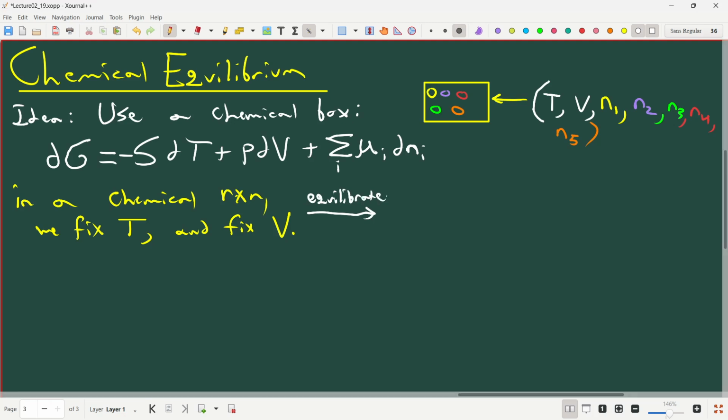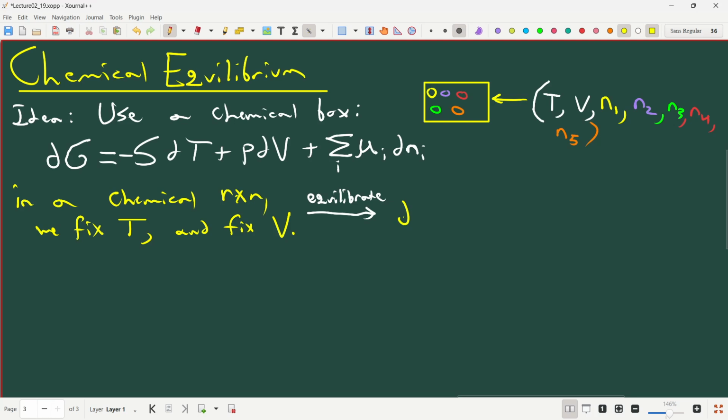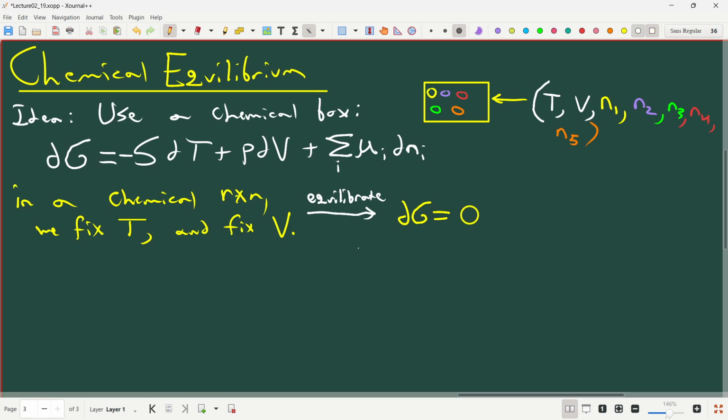What does it mean to equilibrate? It means that we're going to let the system equilibrate at fixed temperature and volume, and the system's going to find the arrangement of the atoms and the molecules and all the variables such that the energy is minimum. We want energy to be as negative as possible. This system is going to adapt and move around until the point where dG is equal to 0.